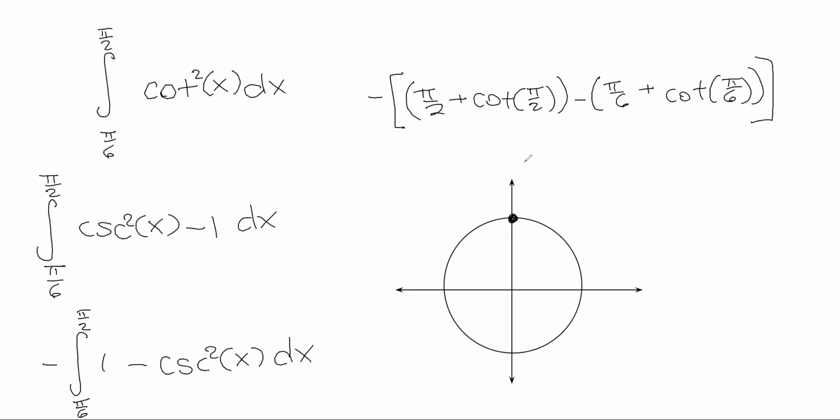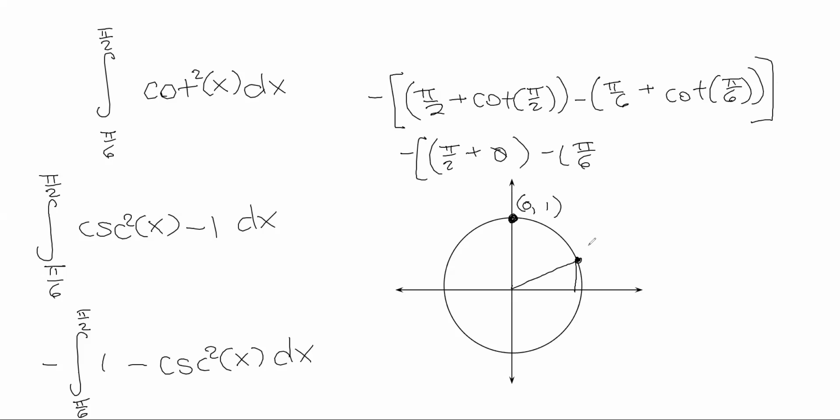Well, if the tangent of pi over 2 is y over x, we have x is 0, y is 1. Tangent would be undefined. We would have 1 over 0. Cotangent, however, would be the reciprocal. So cotangent of this angle would be 0 over 1, meaning that the cotangent is just going to be 0. So we have negative pi over 2 plus basically just 0. And then we have minus pi over 6, and then we have the cotangent of pi over 6, which is going to be this right here.